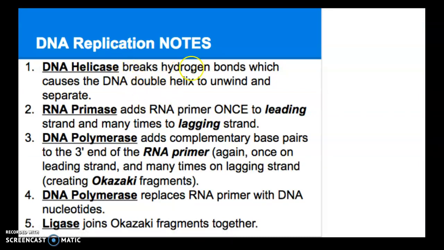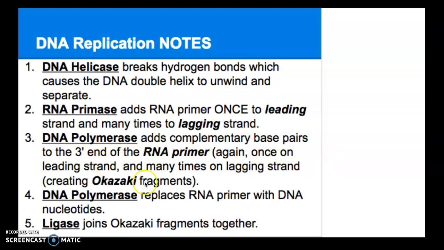Now, helicase breaks hydrogen bonds, which causes the DNA double helix to unwind and separate. Primase adds a primer, basically like the starting line for where replication is going to happen. So it adds an RNA primer to the leading strand, and it's going to add a bunch of primers to the lagging strand. Polymerase is going to add complementary base pairs to the 3' end of the RNA primer.